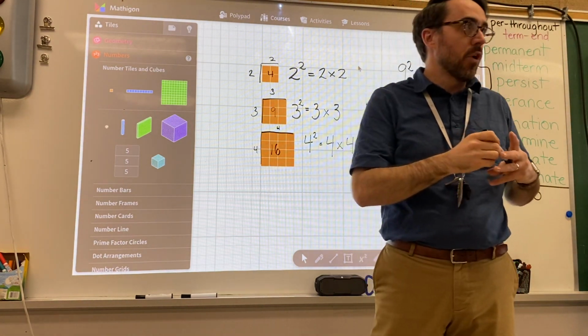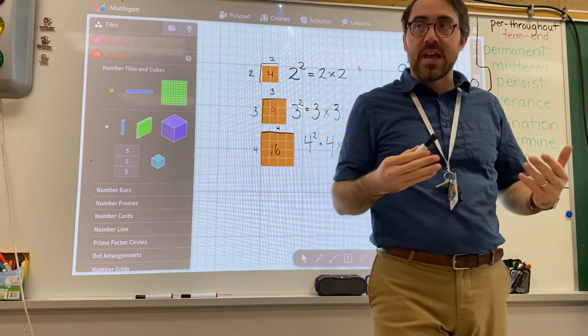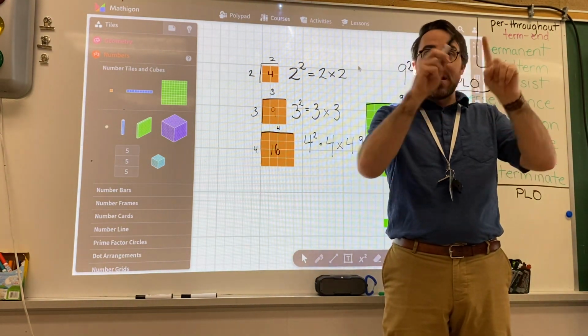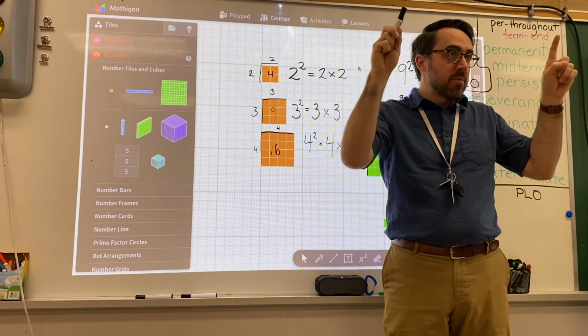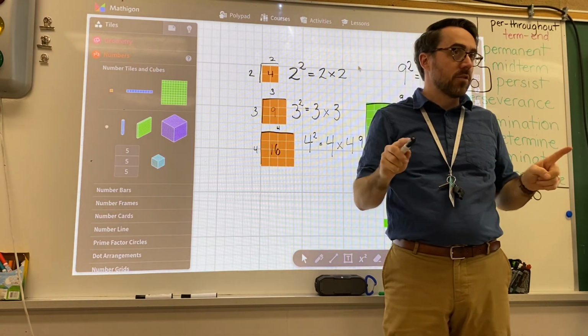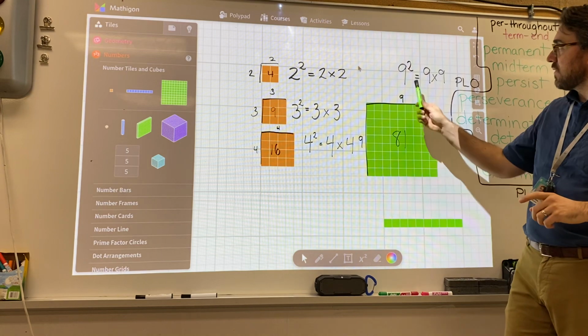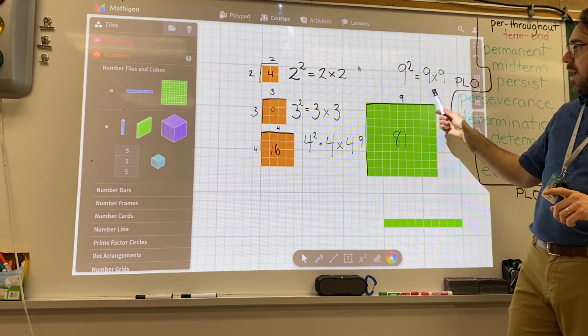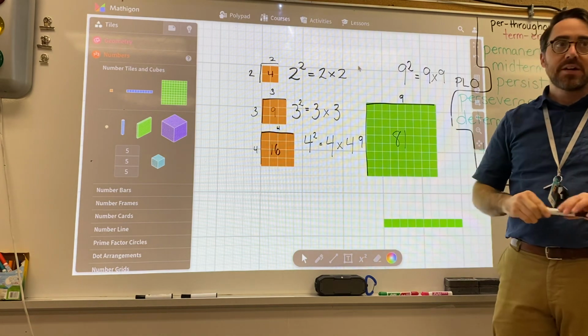Okay? So, the rule I am seeing, it seems to always work, is if those 2 dimensions are the same, it gives me a perfect square. Okay? And I can write it like this, 9 squared, which just means 9 times 9 or 4 times 4.